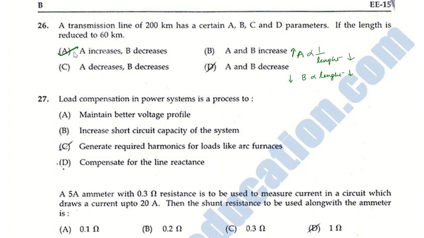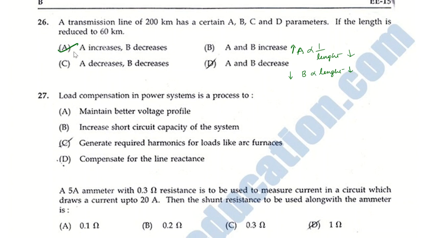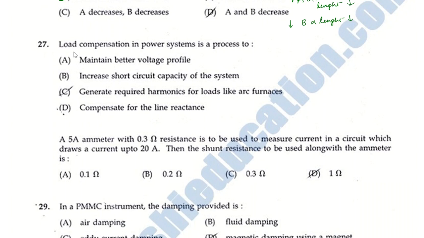Next one. Load compensation in a power system is a process to maintain voltage. Why are we doing it? For example, in the Ferranti effect, the output voltage will be higher compared to the sending end voltage. In order to control the Ferranti effect, we introduce a shunt coil at the load side so that the voltage can be controlled. That means maintaining a better voltage profile. That will be the answer here.